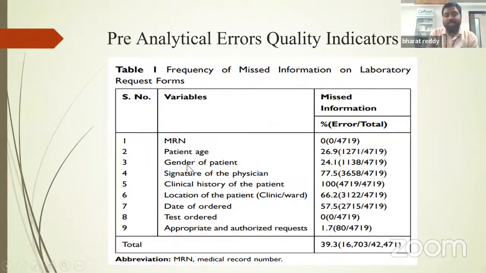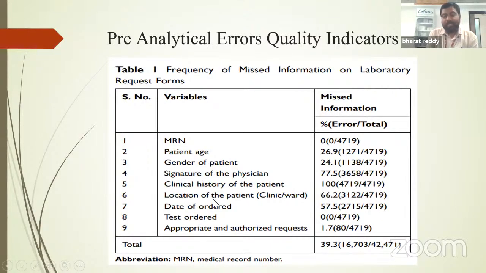And then gender of the patient, signature of the physician. I see here it is 77.5%, so the physician does not sign the request form. And then clinical history of the patient. So it is 100%. So there is no clinical history in any of the erroneous requisitions.